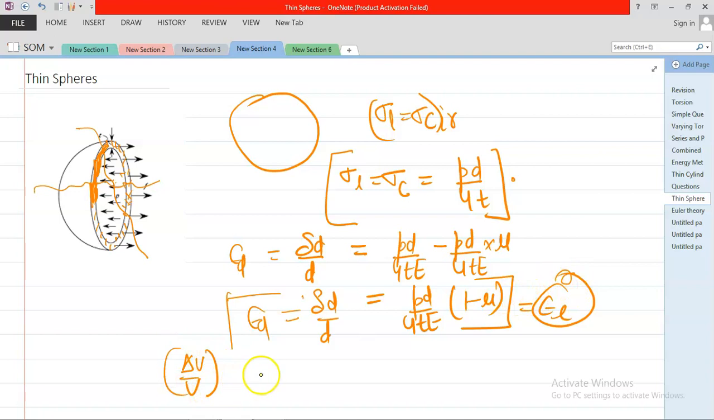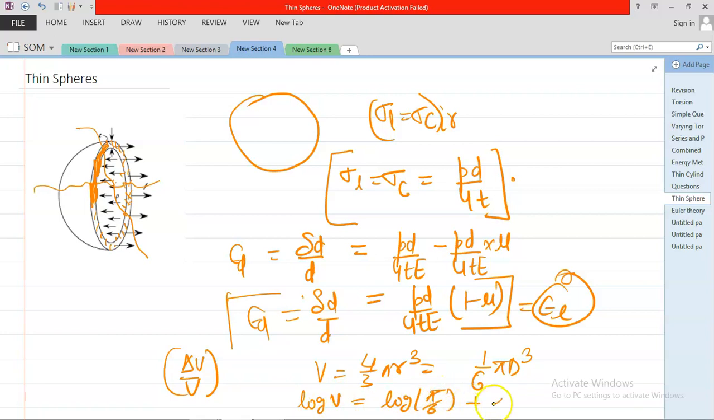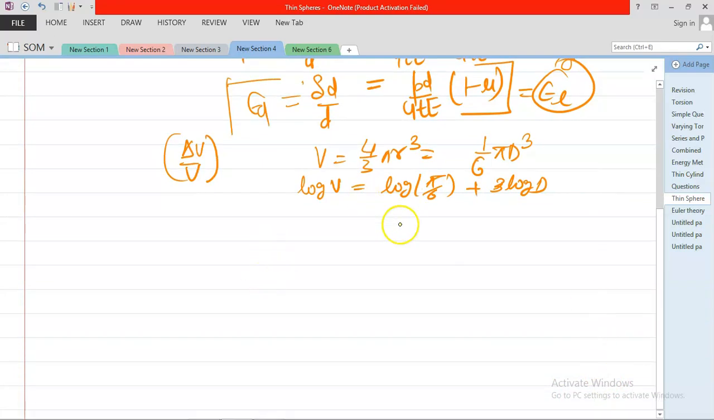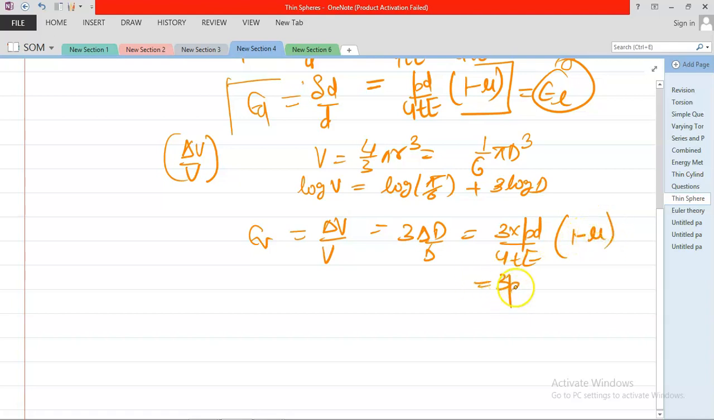This is minus PD by 4TE into mu, and if you put it like this, it is PD by 4TE (1 minus mu). Now if I take log both sides, that would be log pi by 6 plus 3 log d, and if I differentiate both sides, the volumetric strain is equal to 3 times delta d by d, that is equal to 3 into PD by 4TE (1 minus mu) for the volumetric strain in a sphere. This is for sphere.